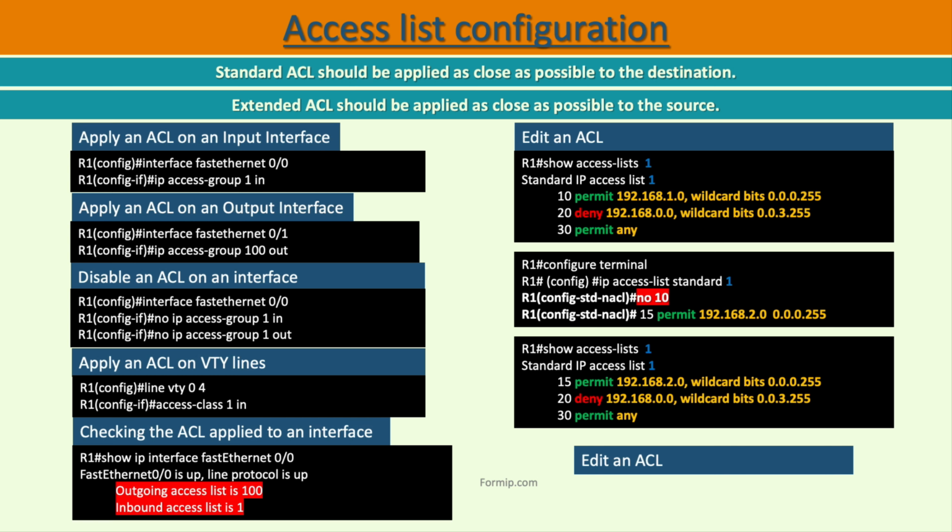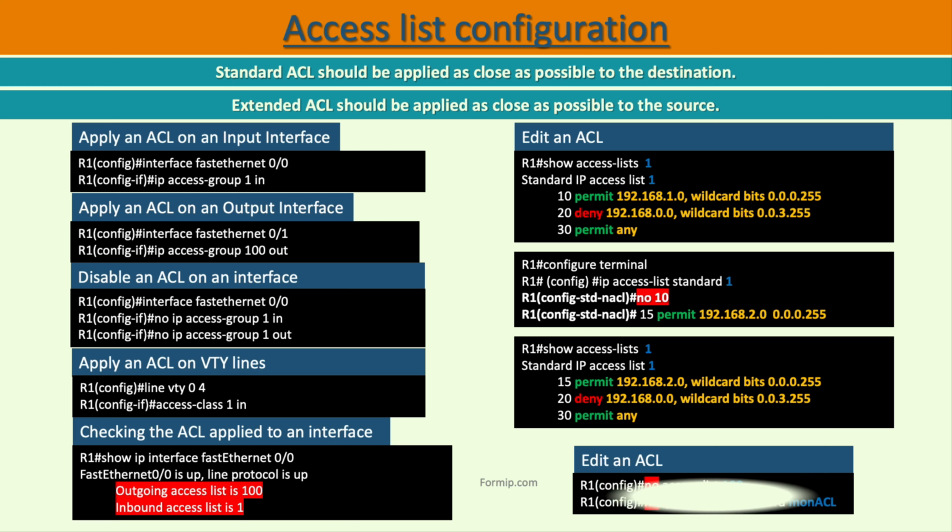And finally, if you want to delete a named ACL, you will use the no ip access-list command with the type of ACL and the name it bears. And for a numbered ACL, it will be no access-list plus the number of the access list.